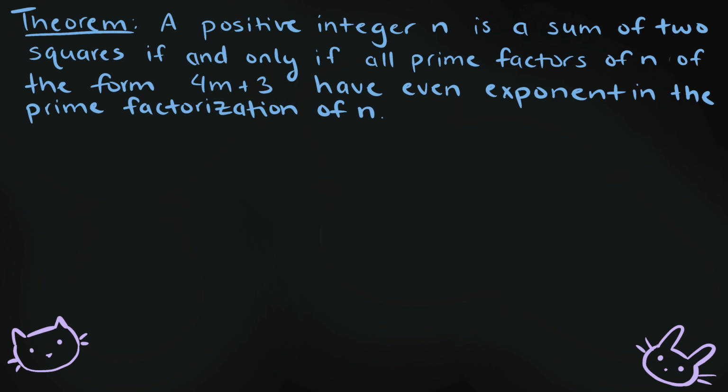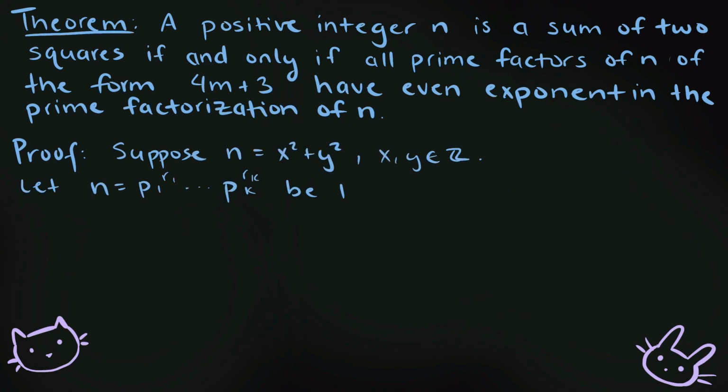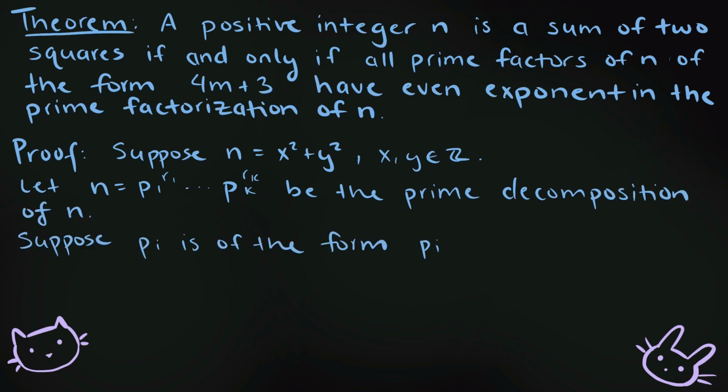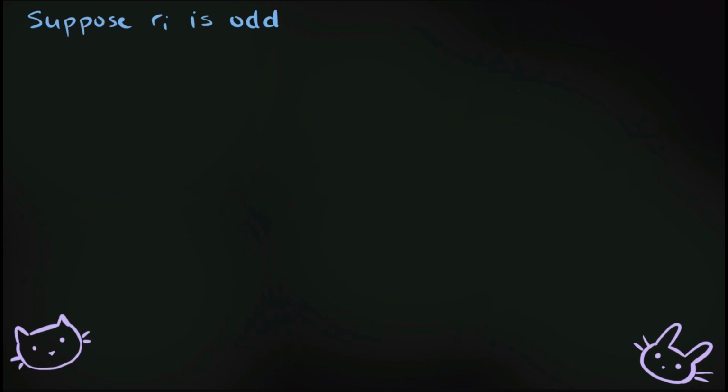So I want to show that if n is the sum of two squares, then all prime factors of n of the form 4n plus 3 have even exponent in the prime factorization of n. Okay, so let's write out our prime decomposition of n and take one of the pi's that's of the form 4n plus 3. And we'll suppose by way of contradiction that the exponent of pi, which we call ri, is odd, and we want to get a contradiction.